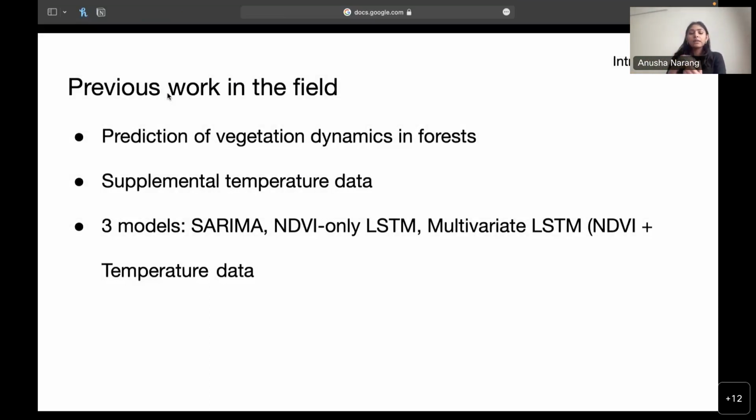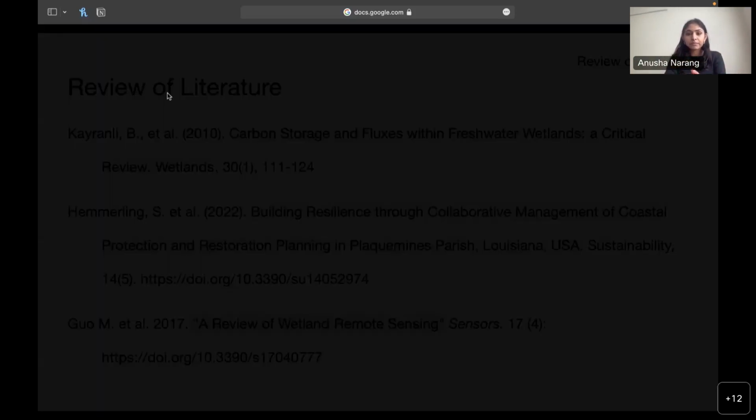And so this study also aims to assess using supplemental temperature data as a supplement to the LSTM model. And so 3 models will be made. The first one will be the SARIMA model, the second one will be the NDVI only LSTM model, and the last one will be the multivariate LSTM model, which will include both NDVI and temperature data.